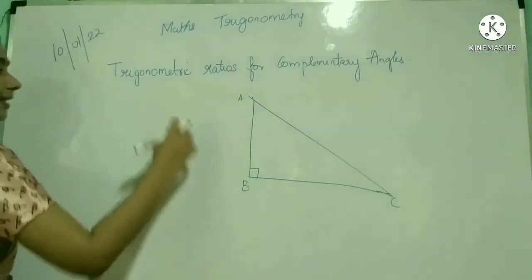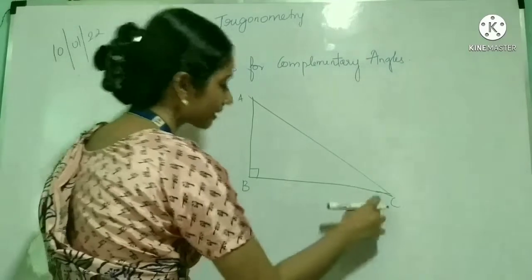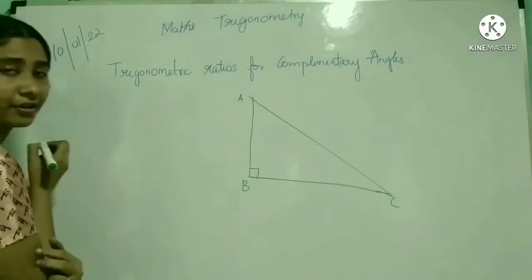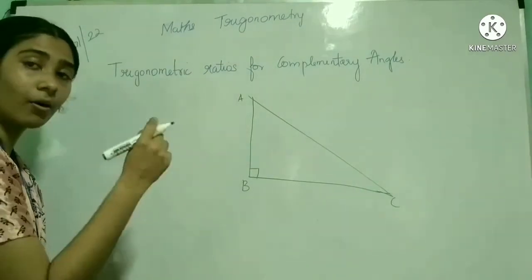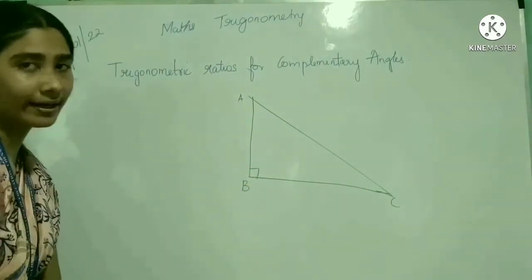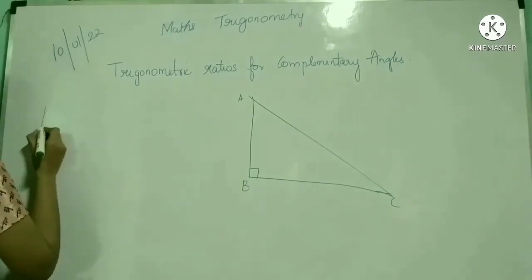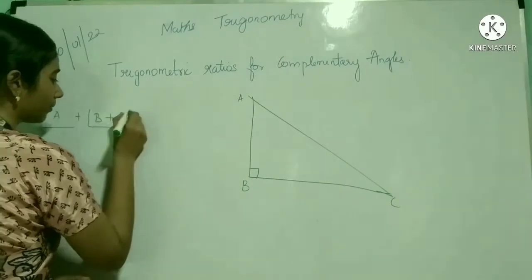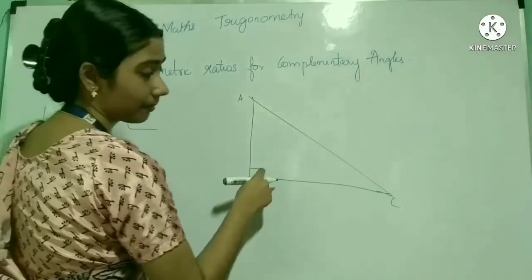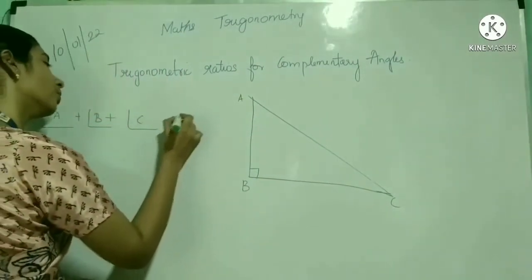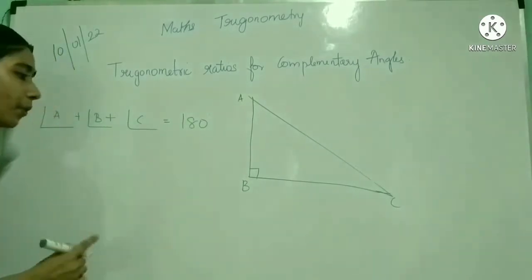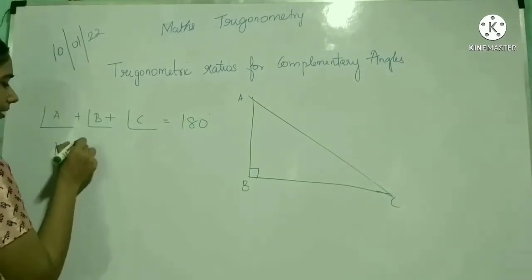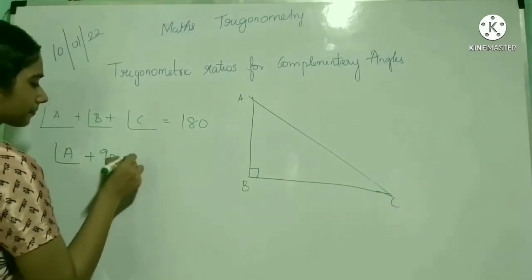So now consider a right angle triangle ABC. Now, what is the angle sum property of a triangle? When you add all the three angles, it should be equal to 180 degree. Correct? So I am adding all the three angles. Angle A plus angle B plus angle C. மூணு angle irukka, angle A plus angle B plus angle C should be equal to 180 degree. இப்போ angle B ஓட வேல்யூ என்ன? Angle B is nothing but 90 degree. So I am substituting 90 degree here.